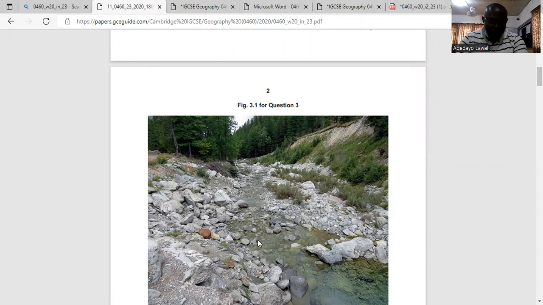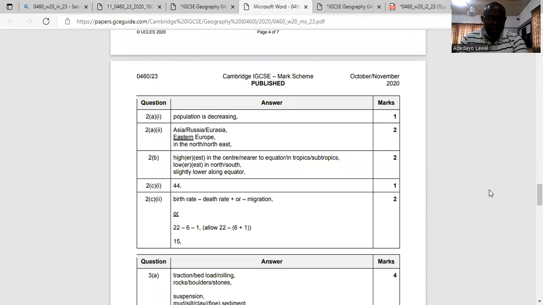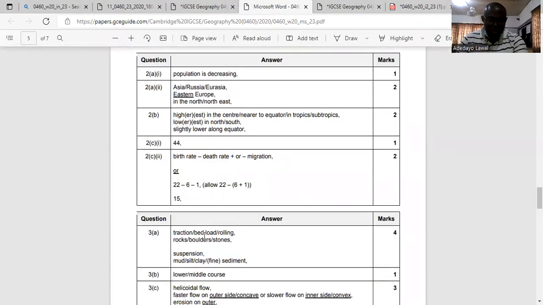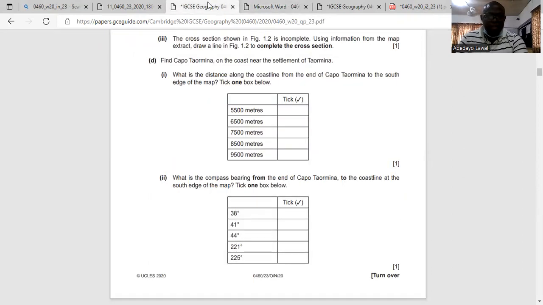Okay, for 3.1, these are boulders. These are large rock materials. So the process of transportation here will be traction. The loads are boulders, large rocks like this. But there are some pebbles here too, and for pebbles, that will be suspension. For the large rock materials, you can see the traction, bed load, rolling: rocks, boulders, stones. Suspension: mud, clay, fine sediment. So I believe that is clear.